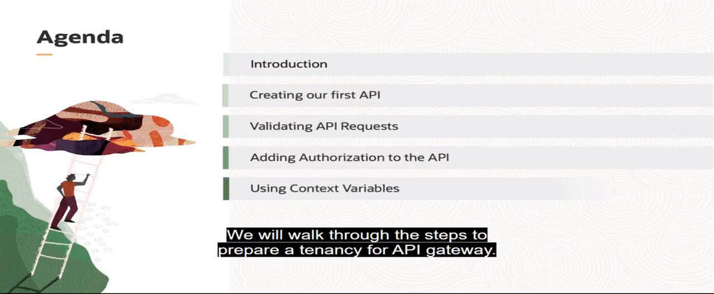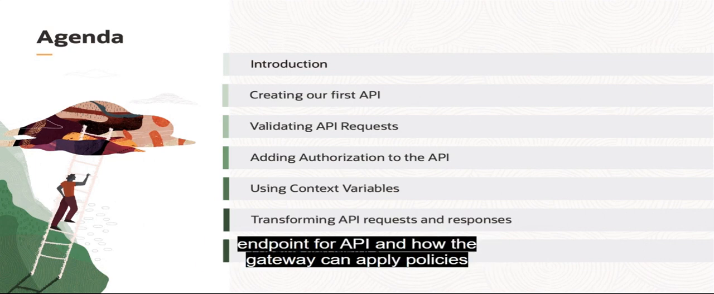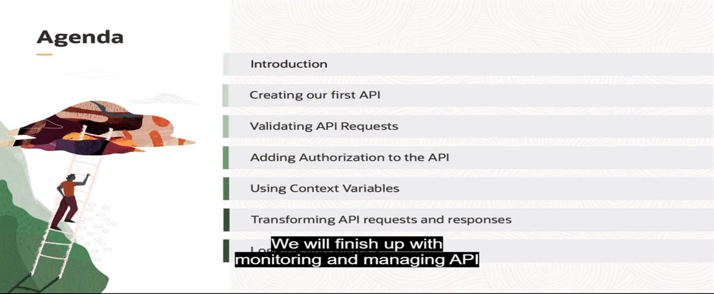We will walk through the steps to prepare a tenancy for API Gateway, and we'll create some APIs. We will explore how we can use API Gateway to create a protected HTTPS endpoint for APIs, and how the gateway can apply policies that validate API requests, enforce authorization, work with runtime context, and transform API requests between our clients and our backend implementations. We will finish up with monitoring and managing APIs through logging and metrics.